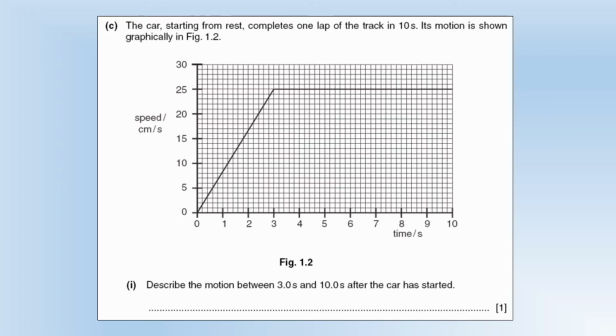So the car, starting from rest, completes 1 lap of the track in 10 seconds. Its motion is shown in the diagram. Describe the motion between 3 seconds and 10 seconds. We can see that the whole time it's at 25 centimeters per second, so it's constant speed or 0 acceleration.